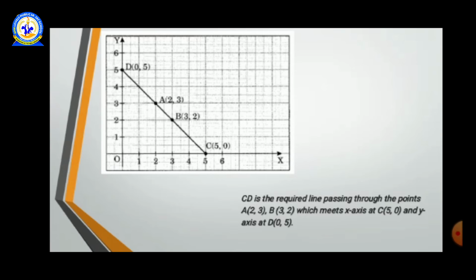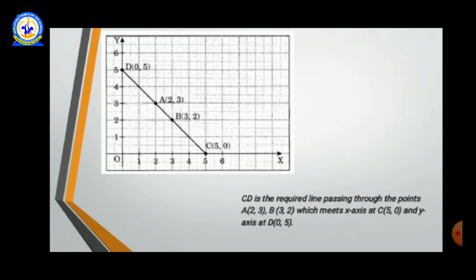Always remember in your mind, when we are plotting the points, the first point we have to take from the x-axis and the second from the y-axis. We can plot it with A and B. So let us join a line, and from the x-axis it will meet at point C, and from the y-axis it will meet at point D.